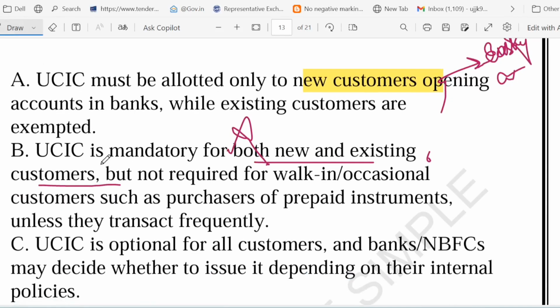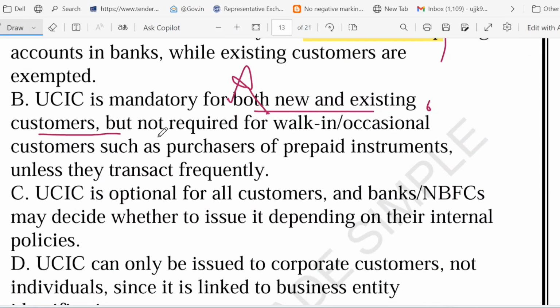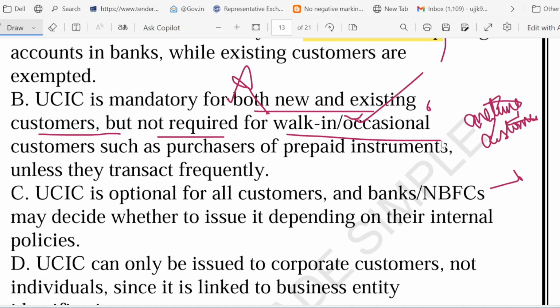What about B? B says that it is mandatory for both new and existing customer. Yes, very good. It is the correct one. This is correct because regular customer must always have UCIC. But for one-time customer, which we call walk-in or occasional customer, like someone buying a prepaid card or one-off product, UCIC may not be issued immediately. However, if that customer keeps coming back, then UCIC becomes mandatory.